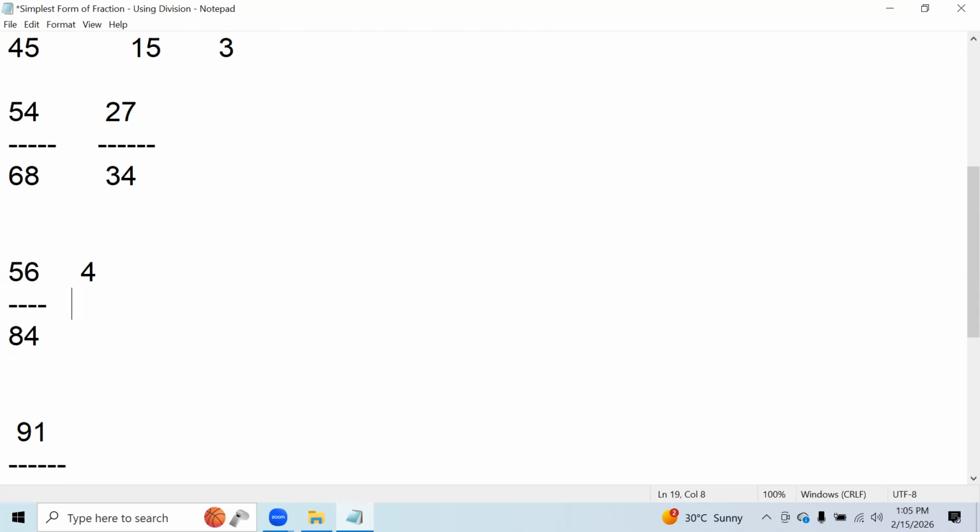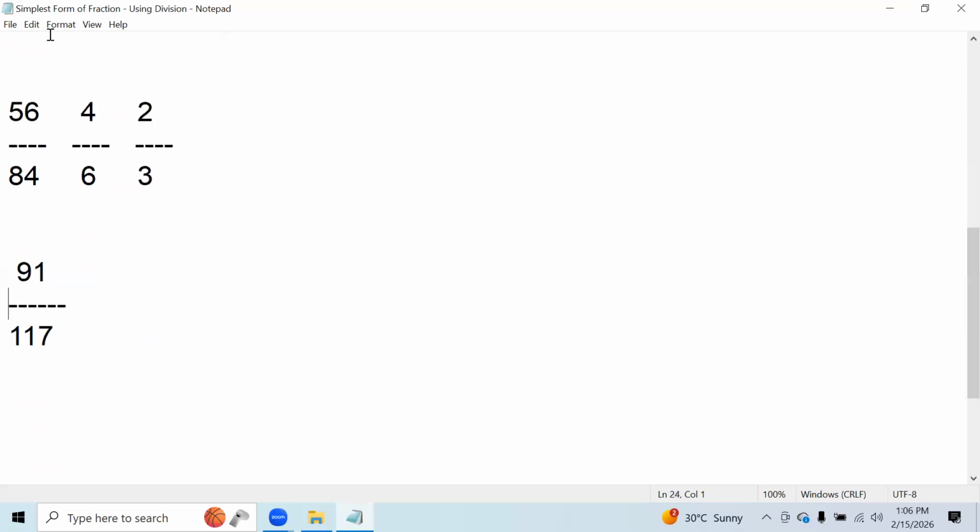It is not required that you divide by 2 only, 3 only or 10 only. You can divide by any number, any biggest number, whatever you can think of, so that your calculation becomes easy. 14 4s are 56, 14 6s are 84. Now 4 and 6. Is there any common factor for 4 and 6? Yes, 2, it's divisible by 2. 2 2s are 4, 2 3s are 6. Now, is there any other common factor than 1 for 2 and 3? No. So at this point we have to stop, and we can say that 2 by 3 is the simplest form of 56 upon 84.